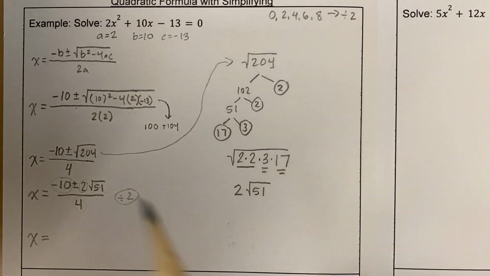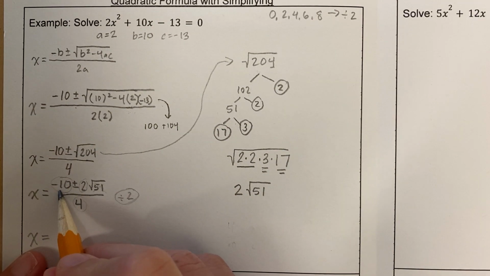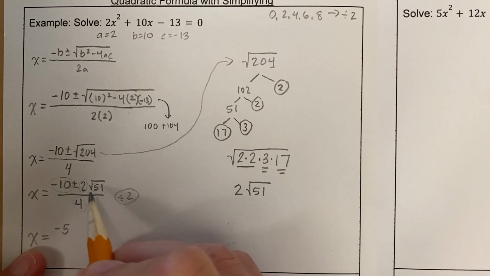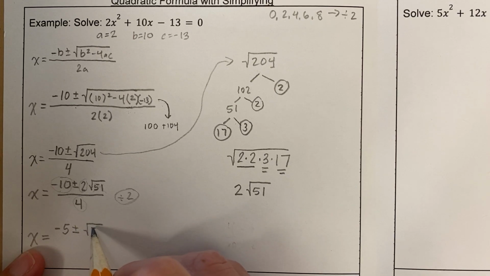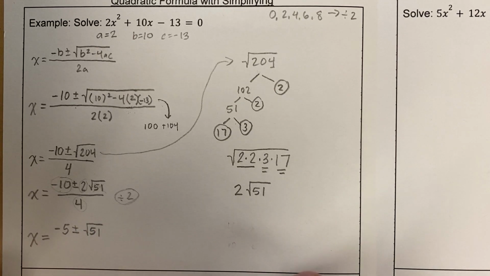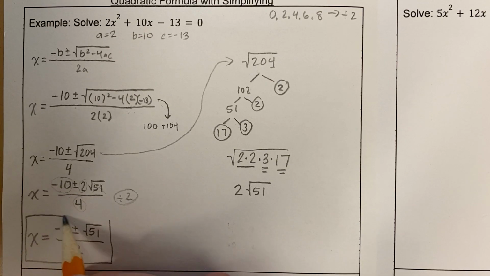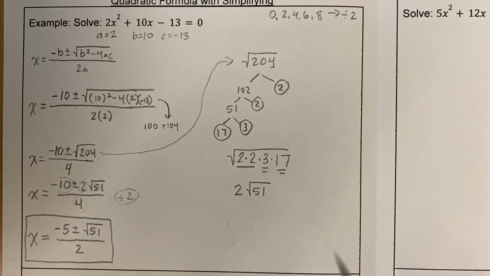So here I'm dividing by 2. So negative 10 divided by 2 is negative 5. 2 divided by 2 is 1. So when I write this plus or minus, I'm not going to write 1 root 51. I'm just going to write it like this, right? That's 1 root 51. And then on the bottom, I'm dividing by 2 as well. 4 divided by 2 is 2. And this is my fully simplified answer, okay?